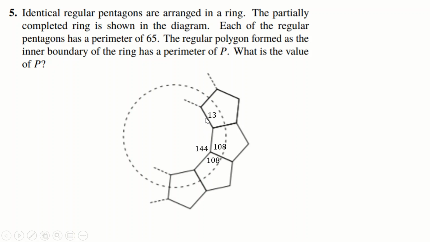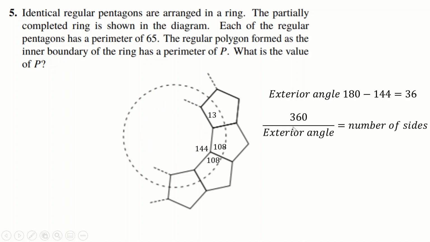And essentially, I just want to know what regular polygon has an interior angle of 144. Now it's much easier to work with exterior angles than interior. So 180 minus 144 is 36. So I know the exterior angle of this currently unknown polygon is 36. And 360 divided by 36 gives me the number of sides. That means the number of sides is 10.